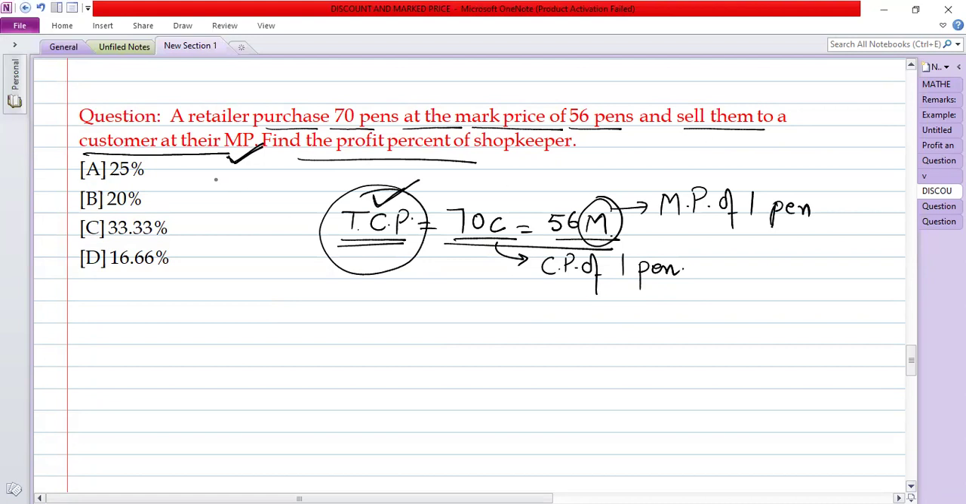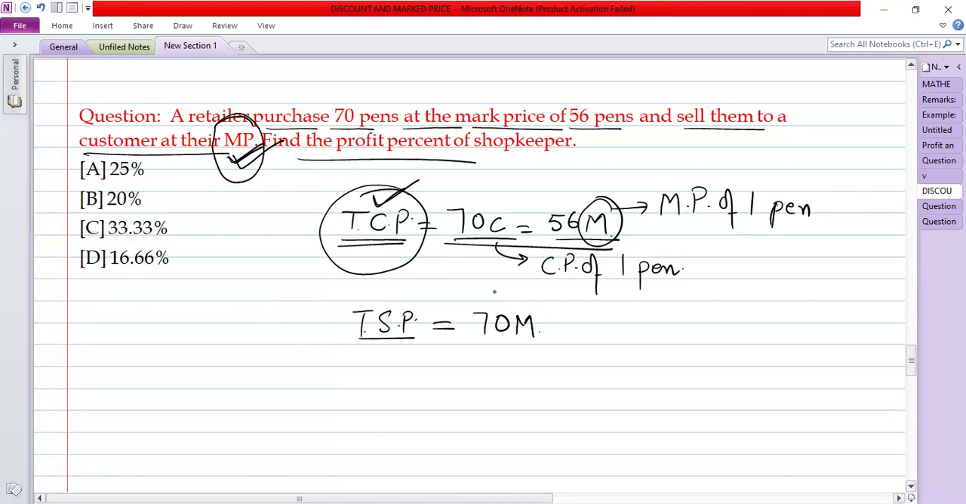And sells them to the customer at their marked price. So what will be the selling price? The total selling price will be nothing but 70M. Okay, wait, not this M. So rather it will be 70M. Why will it be 70M? Because here it is mentioned that he is selling at the marked price. He is selling all the pens at the marked price.